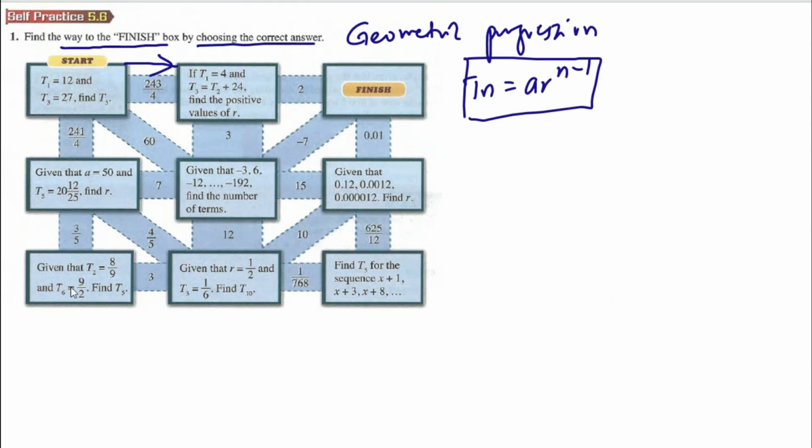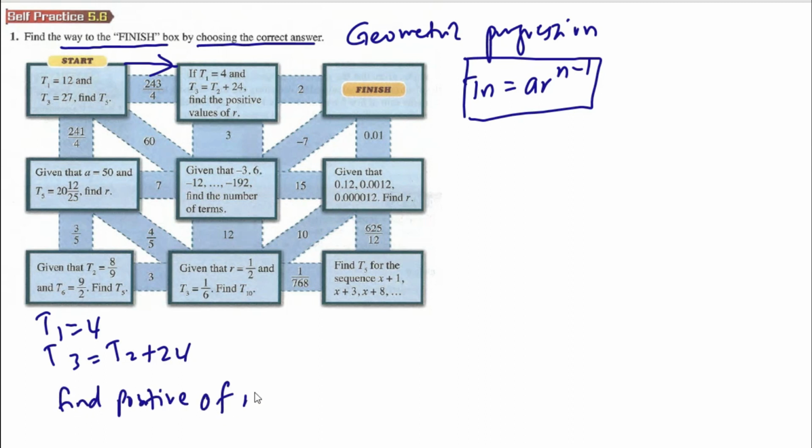So, for the second one, we have T1 is equal to 4. T3 is equal to T2 plus 24. So, find positive of R. So, see the formula again. T1 is equal to 4. T1 is equal to A. So, A is equal to 4. So, T3 is equal to T2 plus 24.